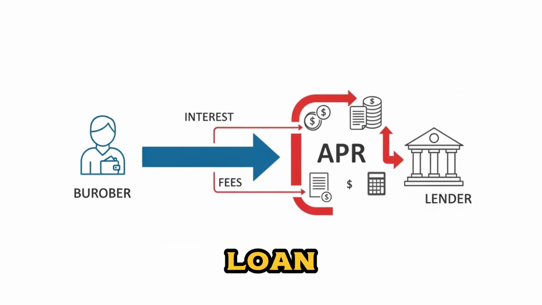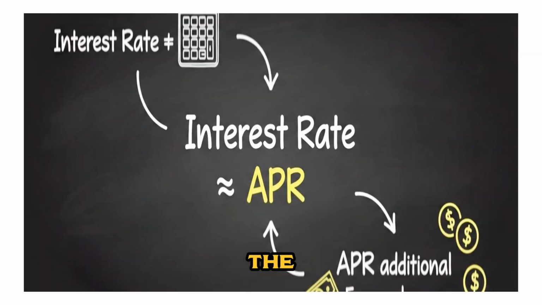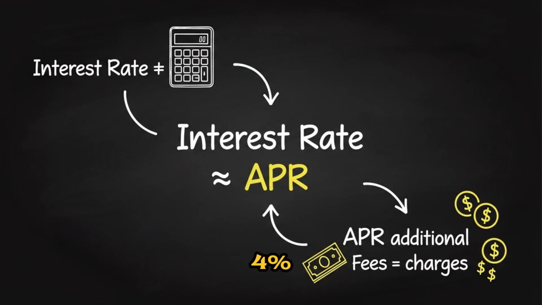Let's say you have two loan offers. One has an interest rate of 4%, but you have to pay $500 in fees. The other has an interest rate of 5%, but there are no fees. Which one is the better deal? It turns out that the second loan, with the higher interest rate but no fees, might actually be the cheaper option. That's because the APR on the first loan, with the 4% interest rate and $500 in fees, might be 6% or higher. This is why it's so important to look at the APR when comparing loan offers.